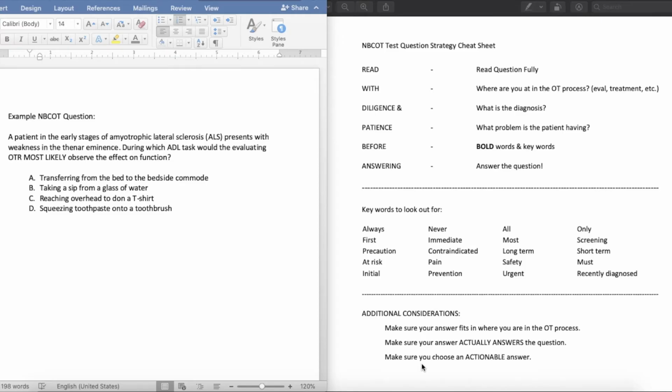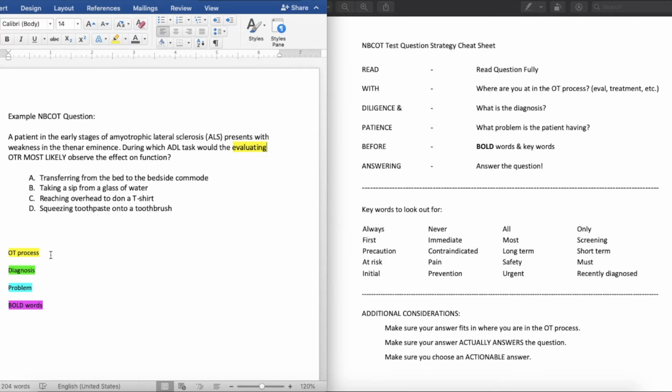We've got A, transferring from the bed to the bedside commode, B, taking a sip from a glass of water, C, reaching overhead to don a t-shirt, and D, squeezing toothpaste onto a toothbrush, okay? So now we're gonna look for where are we in the OT process. So as you can see here, we are evaluating the patient. So we're in the evaluation stage.